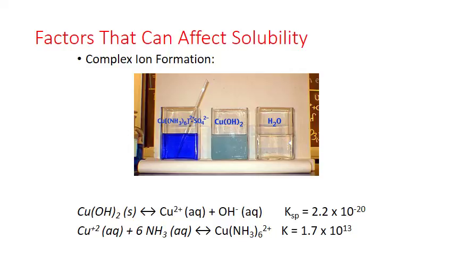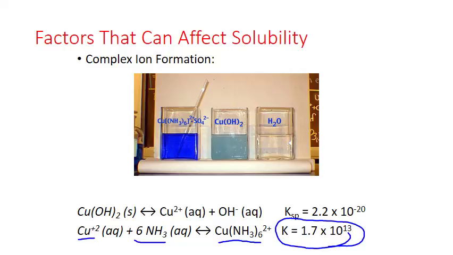Another common reaction that can be paired with a dissolution process is the formation of a complex ion. So a complex ion is a central metal atom that's surrounded by ions or molecules. In this example, we have copper forming bonds with 6 ammonia molecules to form a complex ion. This is a very favorable reaction for copper, and it occurs readily whenever there is copper and ammonia together in solution. And we can see by the large equilibrium constant associated with this reaction that it favors the formation of the products.